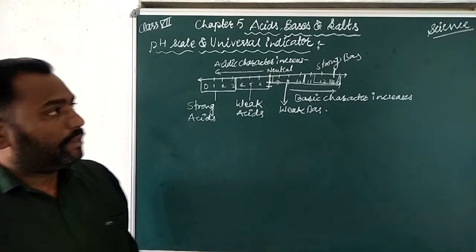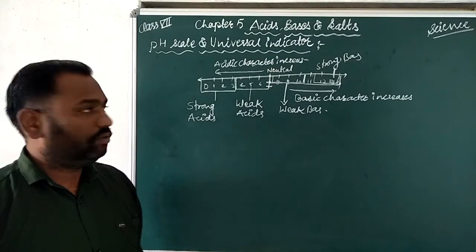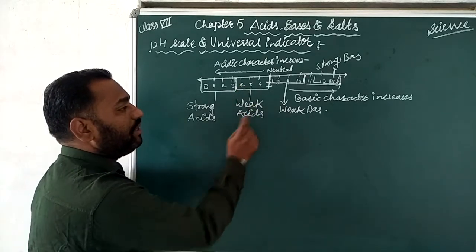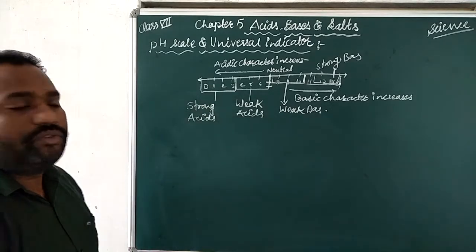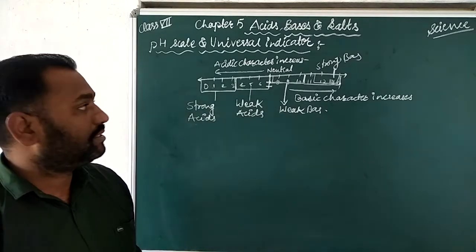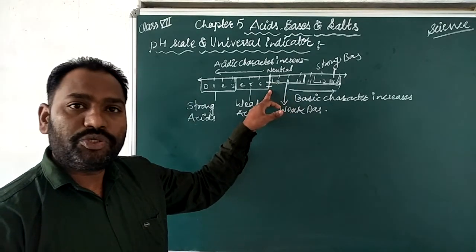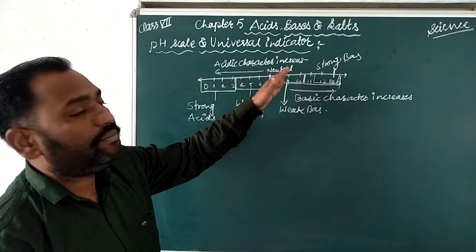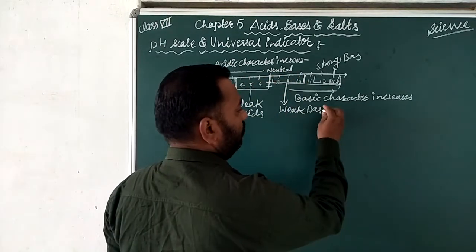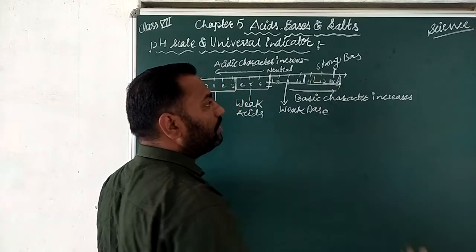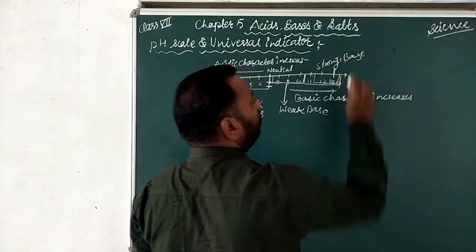Now if the pH of a substance comes to 4, it is a weak acid. If the pH comes to 1.5, 2.5, 3, 3.5 like that, then it is a strong acid. If the pH comes to 7, that is a neutral solution. If the pH comes to 9.5 or 10 like that, that is a weak base. And if the pH is more than 10.5 up to 14, then that is a strong base.